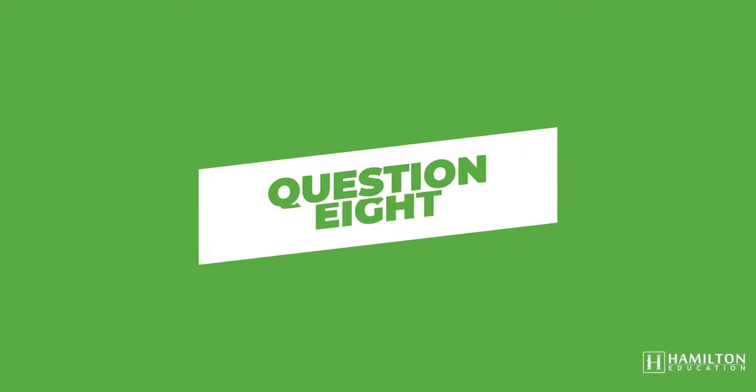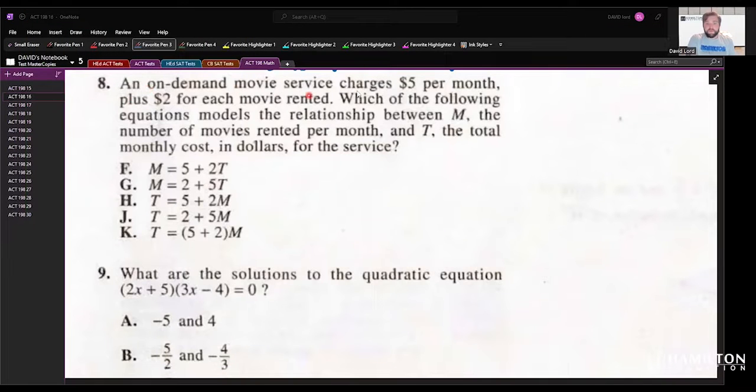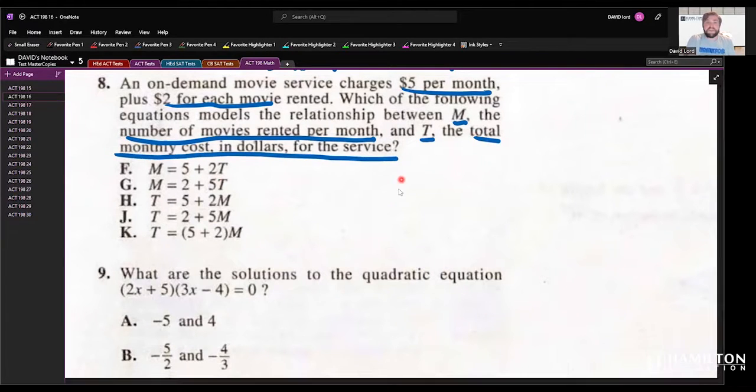Question number 8. An on-demand movie service charges $5 per month, plus $2 for each movie rented. Which of the following equations models the relationship between M, the number of movies rented per month, and T, the total monthly cost in dollars for the service?